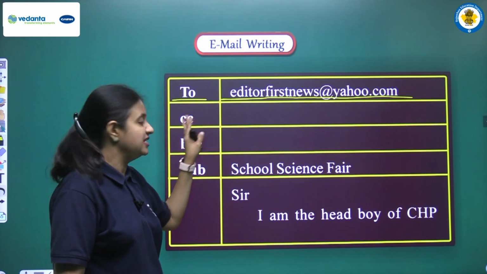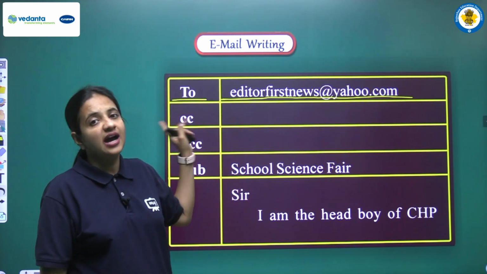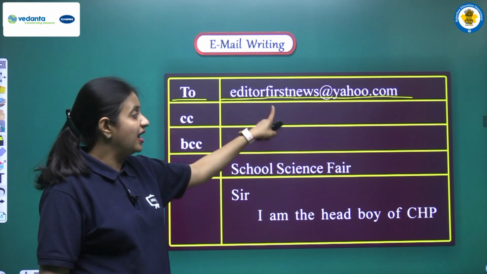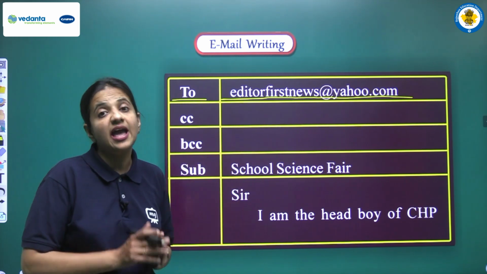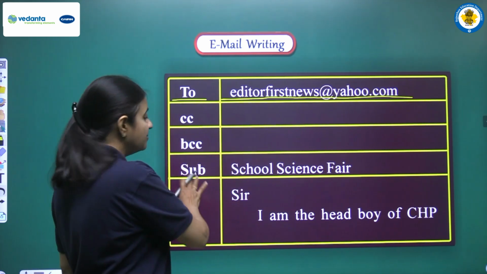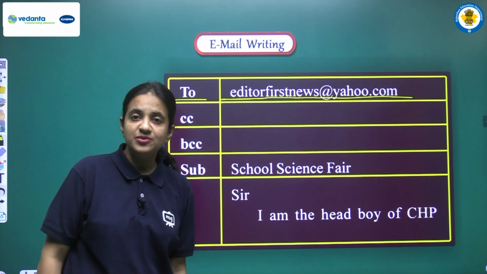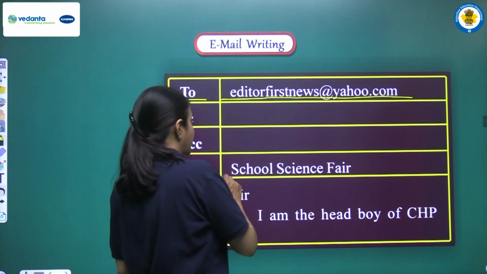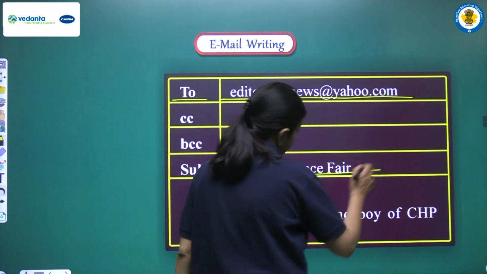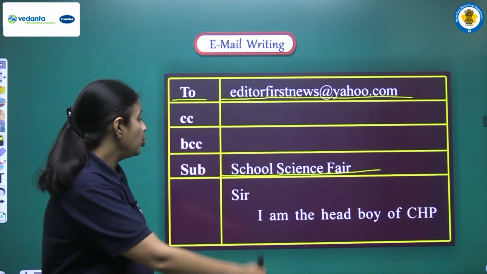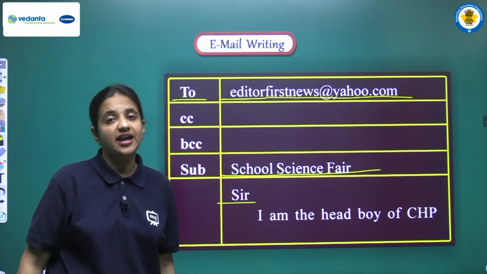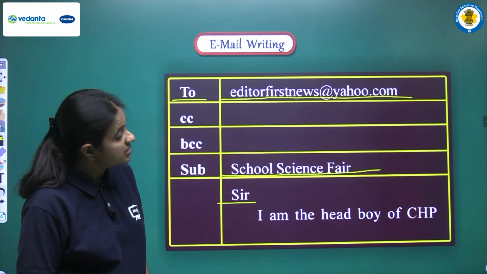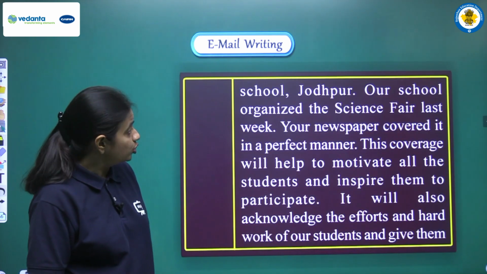Next we are having CC and BCC, that is carbon copy and blind carbon copy, and yes, again we are leaving these two columns empty. Next is subject. So here we are writing the subject, we are mentioning the purpose of writing this email. So we are writing here school science fair. Next we are addressing the editor as sir. Next, I am the head boy of CHP school Jodhpur.